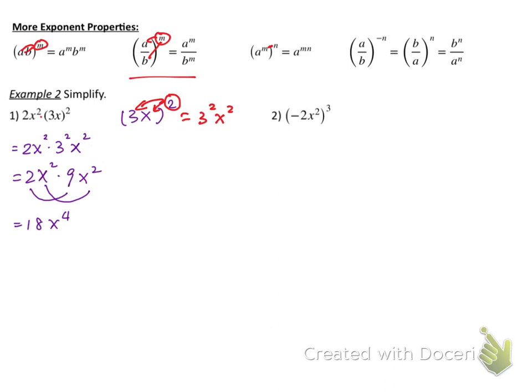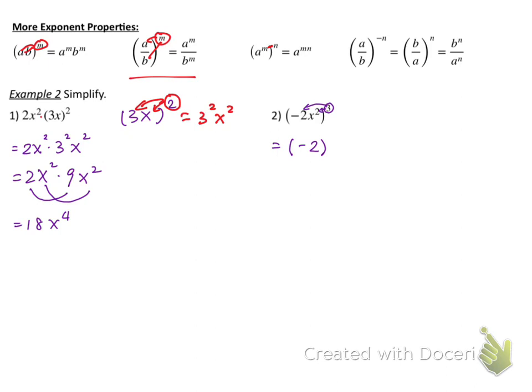Next example, I'm having the third power of negative 2x squared. Same thing here, I am going to give this 3 to the number. You can't give the 3 to the sign, right? The sign itself doesn't make sense. So you give it to the number negative 2, then you give it to the power x squared.